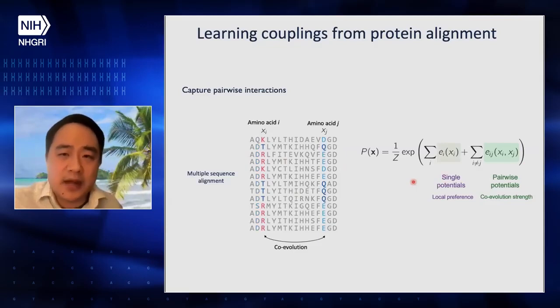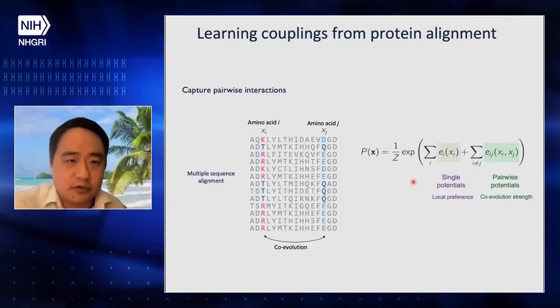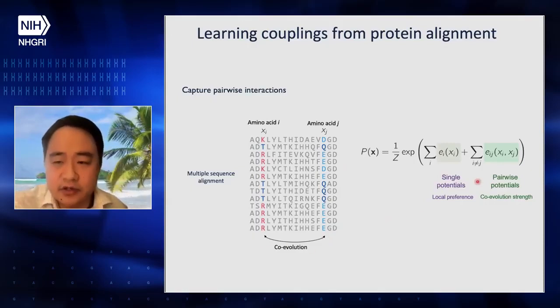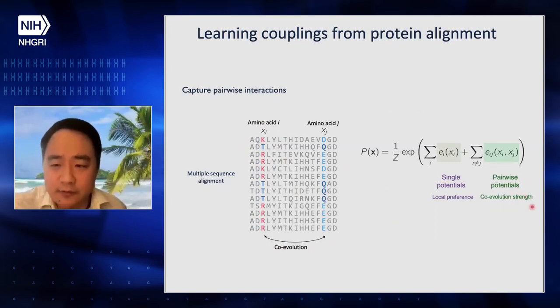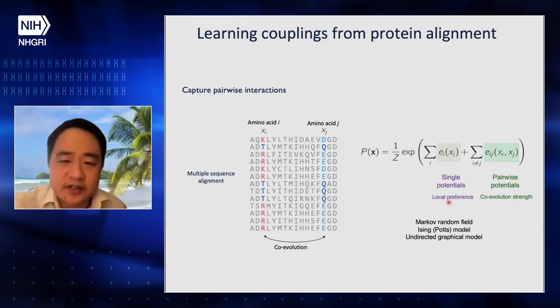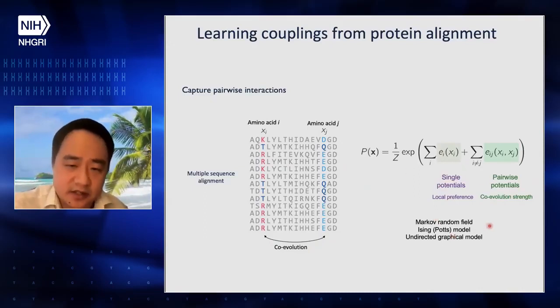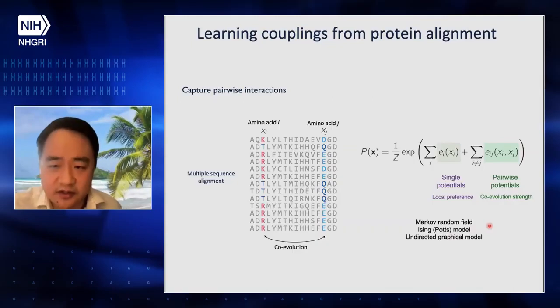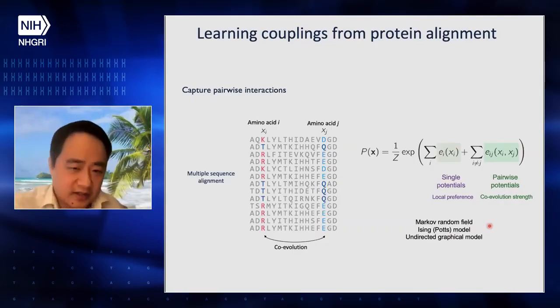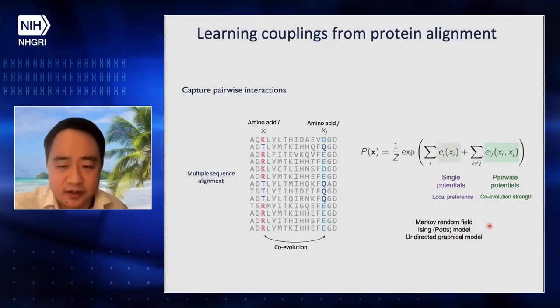Okay, but this pairwise-based approach gives us a way to learn the coupling, this co-evolution strength. Here we introduce another term that is a sum over all these pairwise potentials, which gives us the co-evolution strength. And this particular formulation is very well studied in machine learning, in statistical physics, and in high-dimensional statistics, where it has different names: Markov random fields, Ising model, or undirected graphical model.